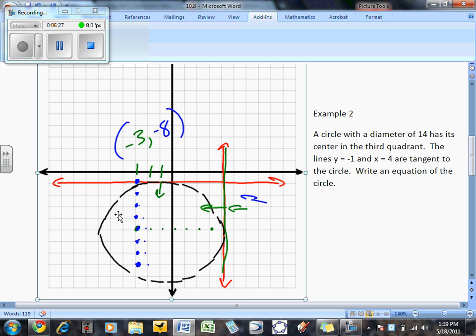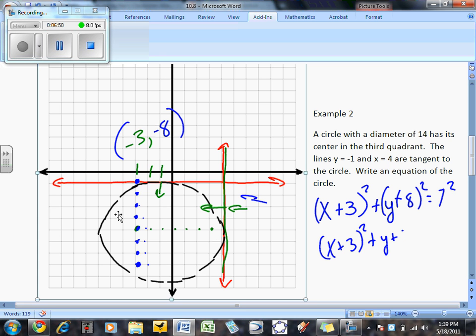Then they want us to write the equation of the circle. Well, that's easy, right? So we just say x minus a -3, which is plus 3 squared. It's the opposite sign, remember? Plus y plus 8 squared equals our radius squared, which is 7 squared. So we have x plus 3 squared plus y plus 8 squared equals 49.